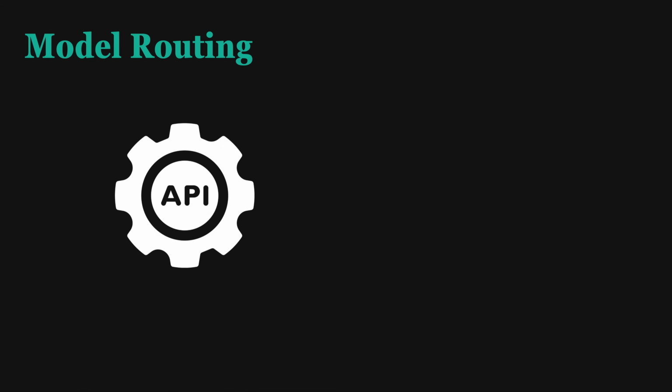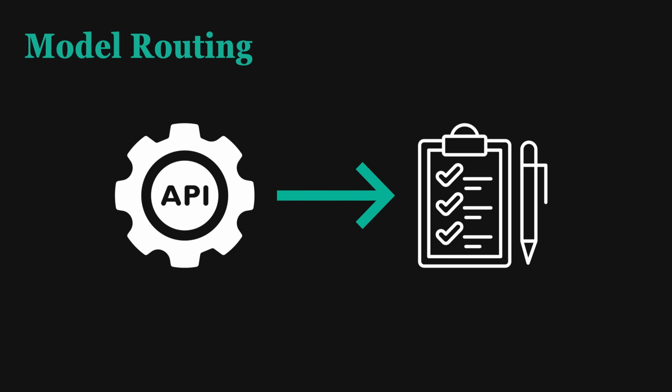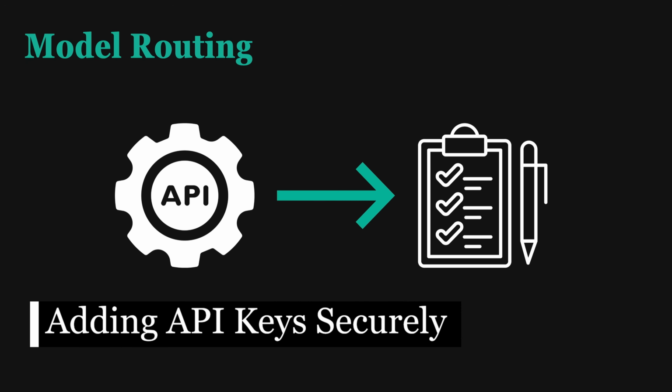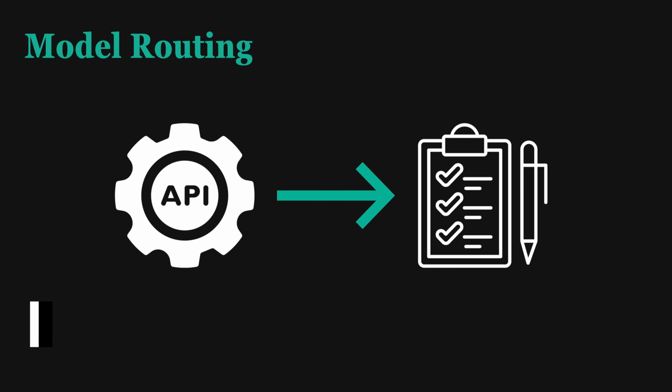So how do you actually add more models and tell your bot which one to use? Well, there are two steps. First, add your API key safely, then add the rules. Remember what we said earlier, never paste API keys into a conversation with your bot?